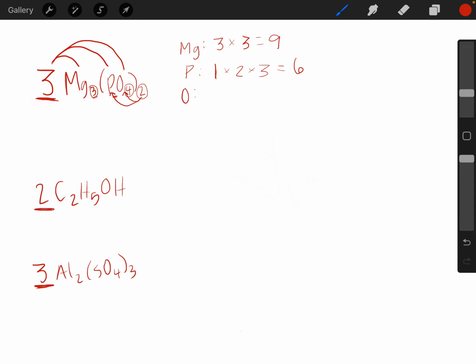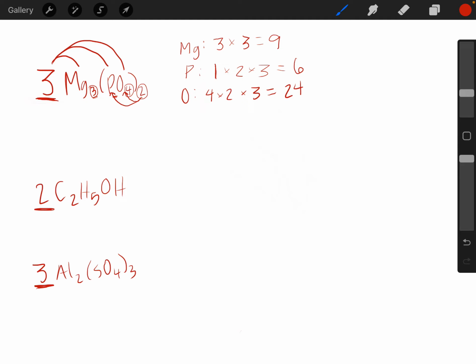Finally, if we look at oxygen, oxygen has a subscript attached to it that is a 4. It's inside of parentheses that has a 2 subscript outside of it, so it's affected by that subscript. And then obviously it is affected by that big coefficient. So it'll be 4 times 2 times 3, which ends up being 24 atoms of oxygen.